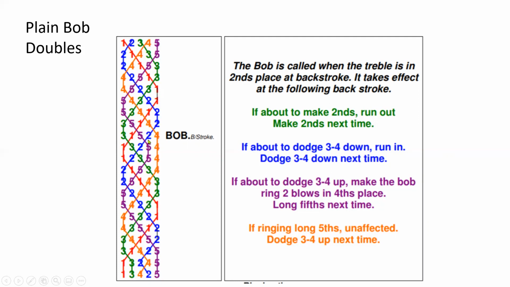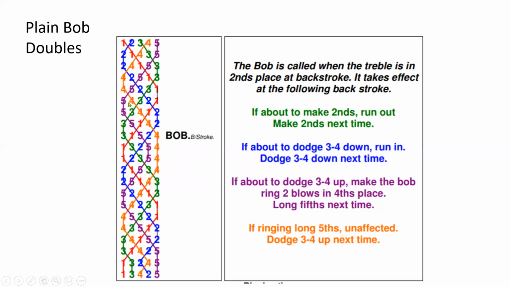Look at the bell that's about to dodge 3/4 down. The second in this instance, in blue. When it comes down to 3/4, the bob is called. Instead of doing that dodge, it runs in and does the 3/4 dodge next time.